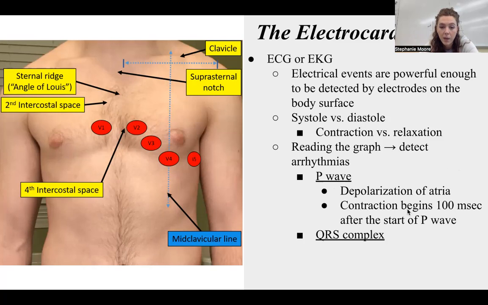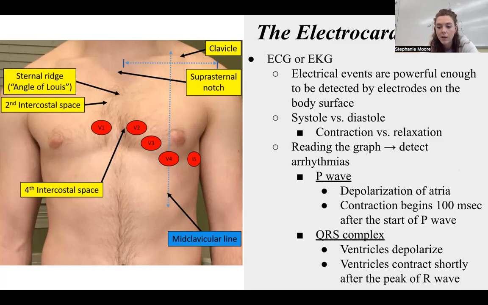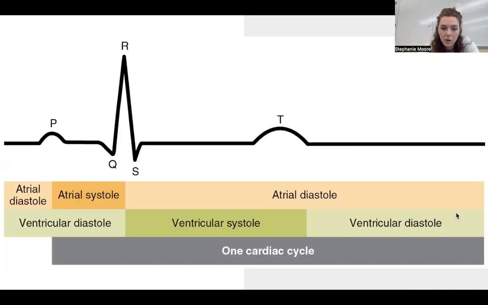And then we have the QRS complex, which means that the ventricles are going to depolarize. The ventricles contract shortly after that peak of the Q, right? We have QR, okay? So depolarization, all of that. So look, we have atrial diastole, atrial relaxation until after we've depolarized. Whenever we've depolarized because of the plateau, we have contraction, atrial systole. Then we have atrial systole until that R of the QRS complex. And then, look, atrial diastole.